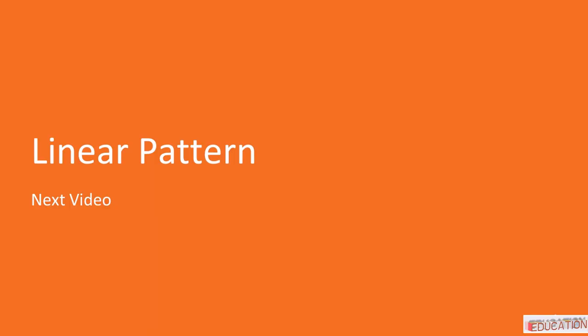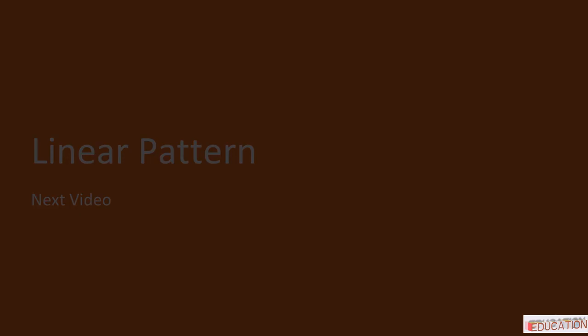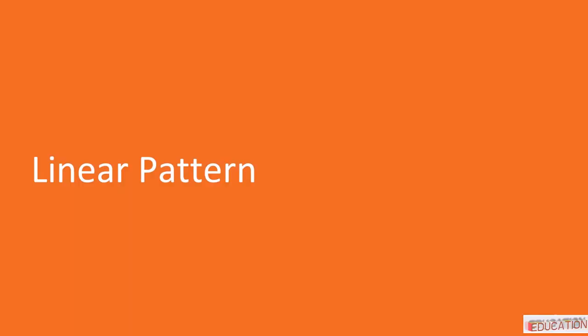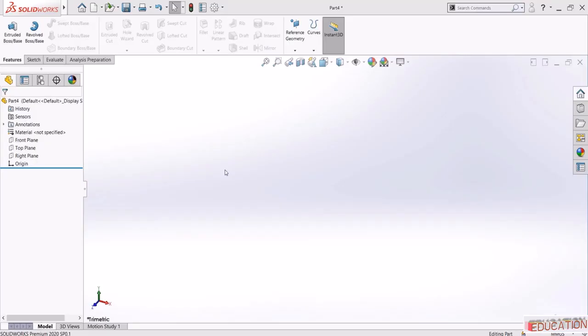Next, we will talk about linear pattern. When we talk about linear pattern, we can divide it into two parts. The first one is patterning bodies, and the second one is patterning features. Let's start with patterning features.